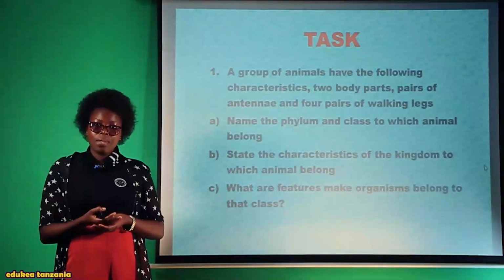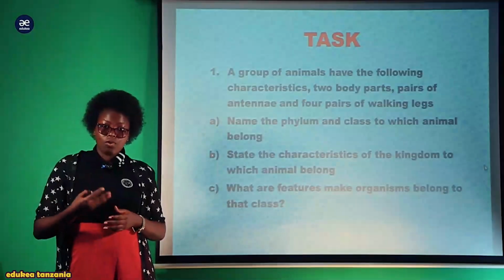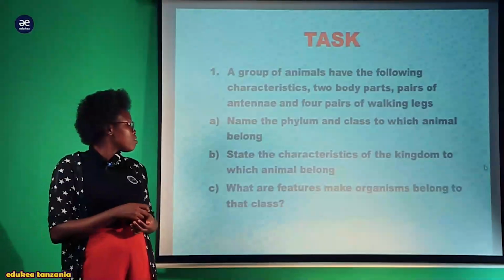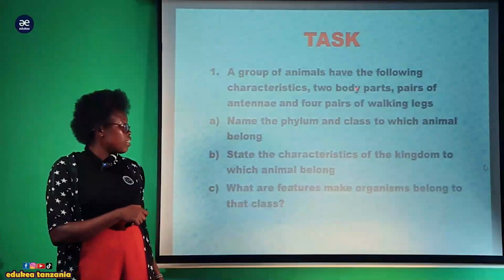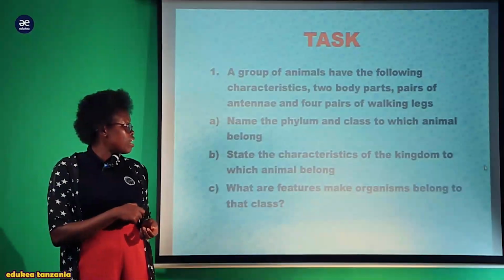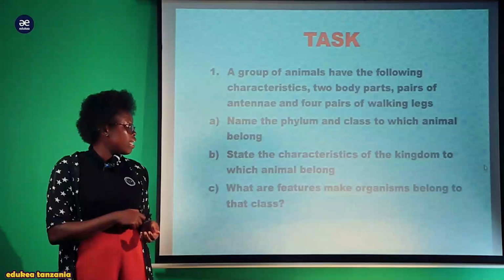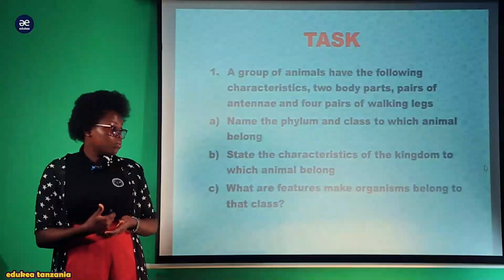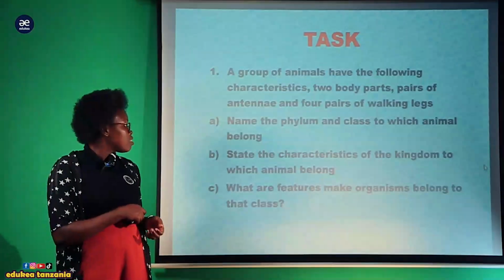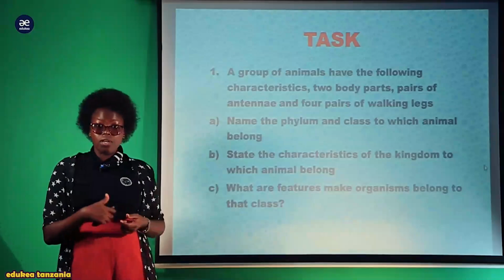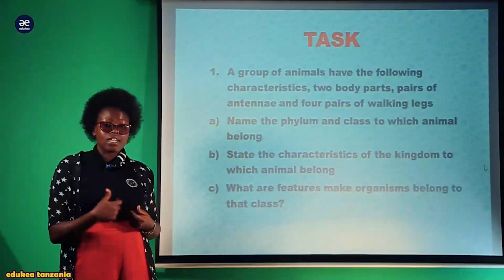Now, before I sum up my session, I would like to give you this simple task. Please attempt it so that you can check your understanding level. My question is, a group of animals have the following characteristics. First, they have 2 body parts, a pair of antennae and 4 pairs of forking legs. Name the phylum and class to which the organism belongs. Second, state the characteristics of the kingdom to which the animal belongs. And the last one, what are the features that make the organism belong to that class?